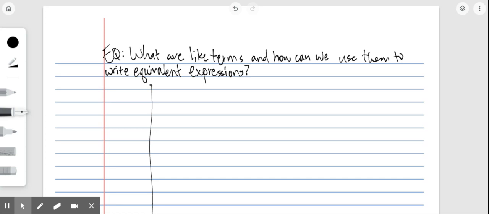All right, beautiful people. Today we're talking about like terms and how we use them to write equivalent expressions. So we're going to start by talking about what it means to be like terms. Like terms are terms that have the same variable component.